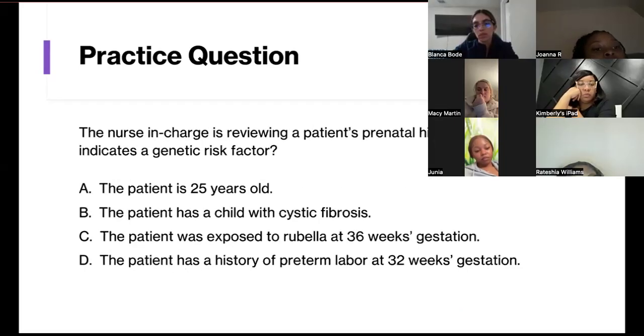The nurse in charge is reviewing a patient's prenatal history. Which finding indicates a genetic risk factor?